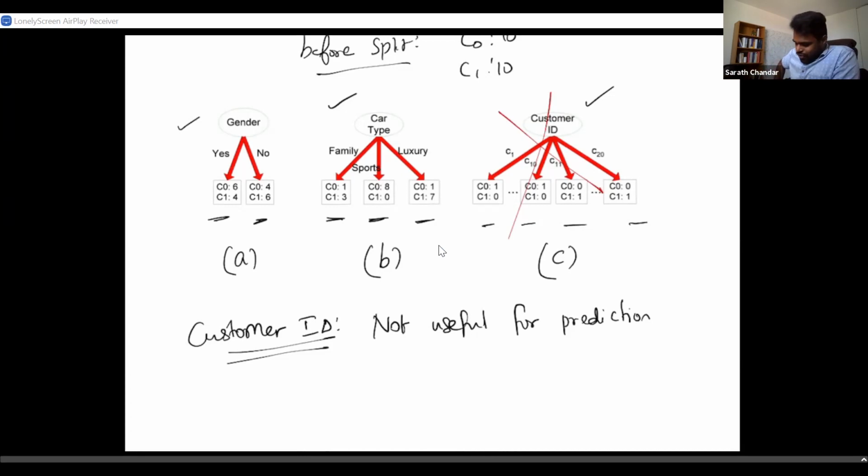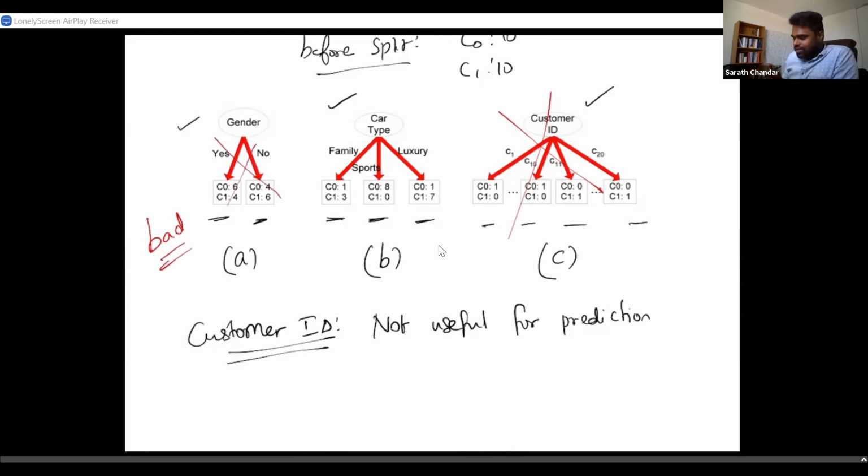It's kind of true that in the case of gender, it is almost a 50-50 split. Each split has 6-4 or 4-6. Is it a good thing or a bad thing? It's a bad thing, right? As people point out in chat, it is a bad thing. Why? Because I don't gain anything by doing this split. I still have the confusion of whether it is class 1 or class 0. So this is also a bad thing.